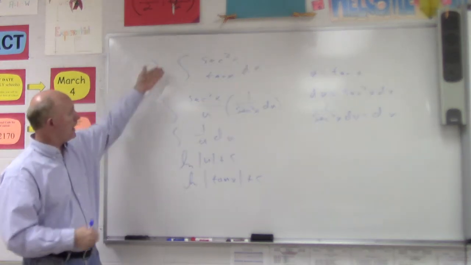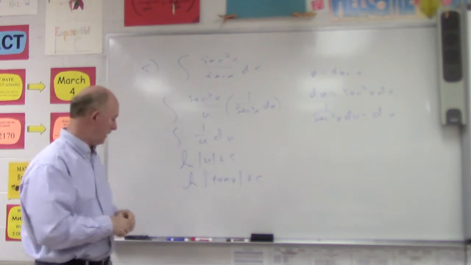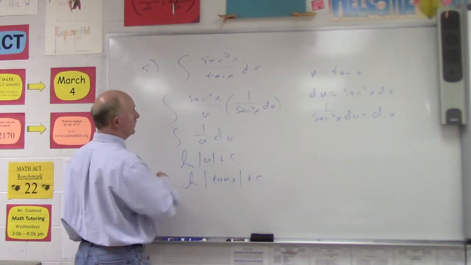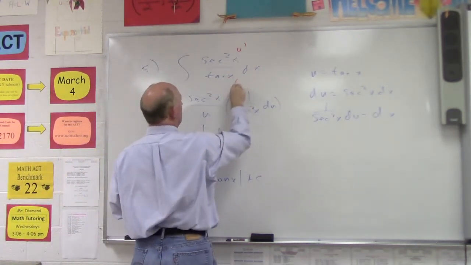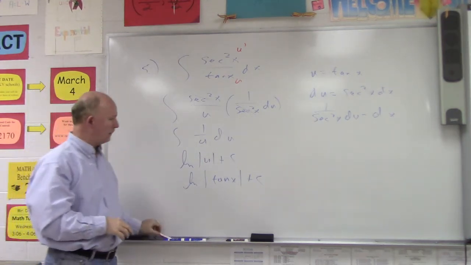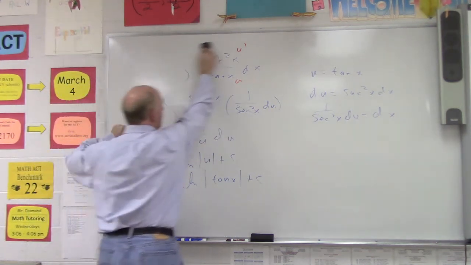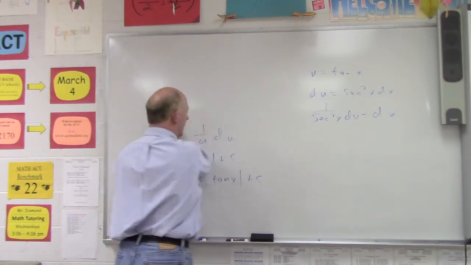As you look at this fraction, this is a special type of fraction where the numerator is the derivative of the denominator. This is u prime, and this is u. So this is definitely a natural log relationship here. All right, let's try another example. That's a little trig example.